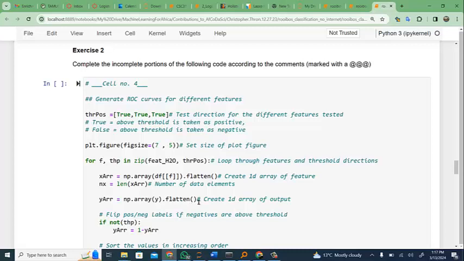Now, if the threshold direction is negative, we want to flip the Y. We want to change the direction because we want basically the larger values to be more positive. So if I flip this direction, then the larger values of 1 minus Y will be more negative, and if the actual ones are more negative, this will give me the correct identification.